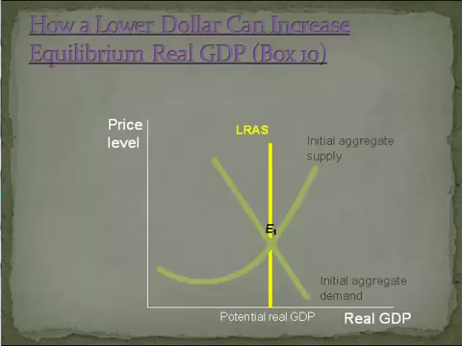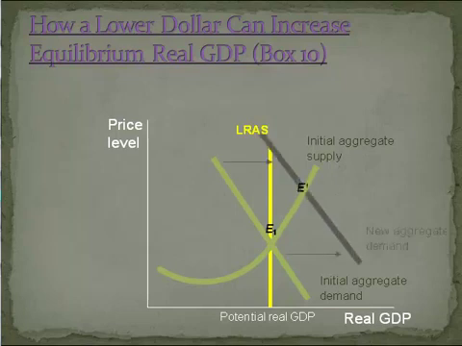Here's how a lower dollar can increase equilibrium real GDP. A lower dollar means that our dollar will buy fewer foreign goods, and foreign euros, for example, will buy more US goods. So a lower dollar with a very high increase in aggregate demand because Europeans are buying so much more of our goods increases the aggregate demand by shifting the curve to the right.